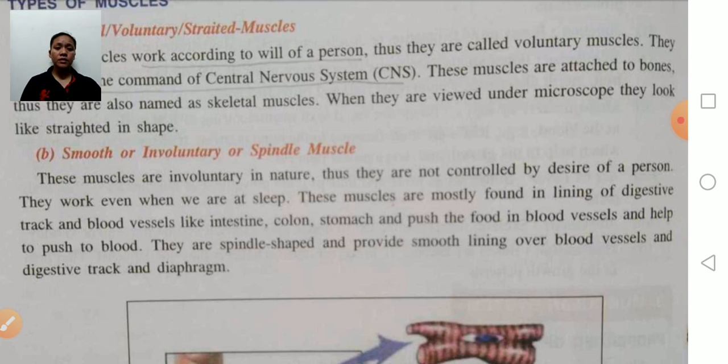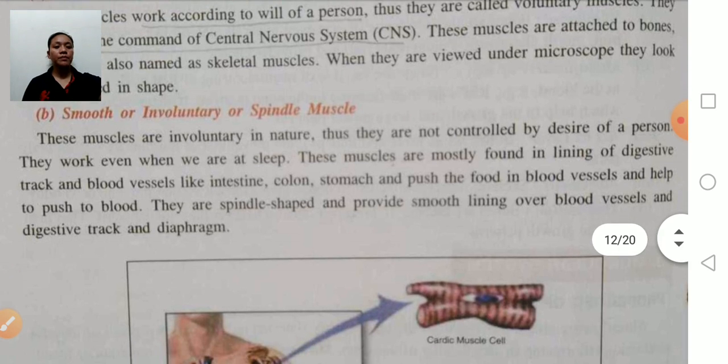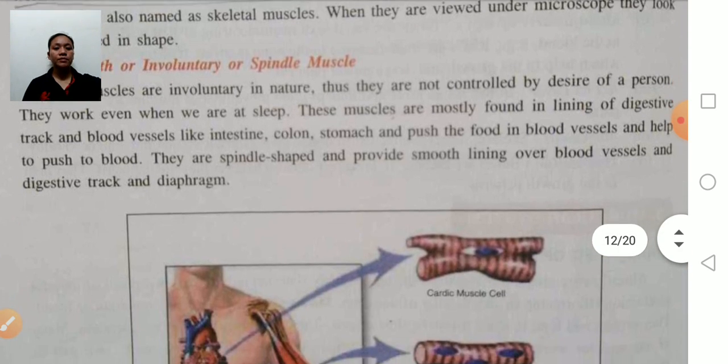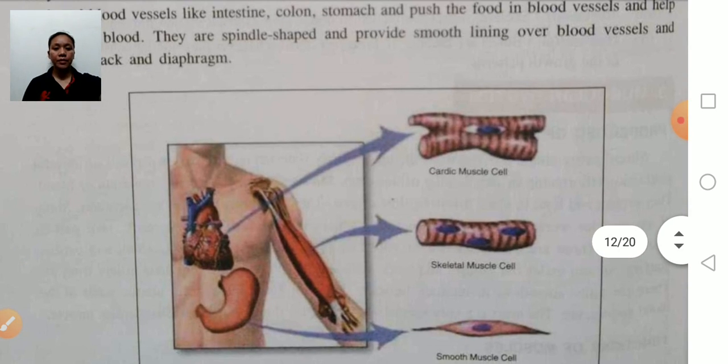These muscles are mostly found in the lining of the digestive tract and blood vessels, like the intestines, colon, and stomach, and they push the food along and help to push the blood in the blood vessels. Thus, they are spindle shaped and provide a smooth lining over the blood vessels, digestive tract and diaphragm.